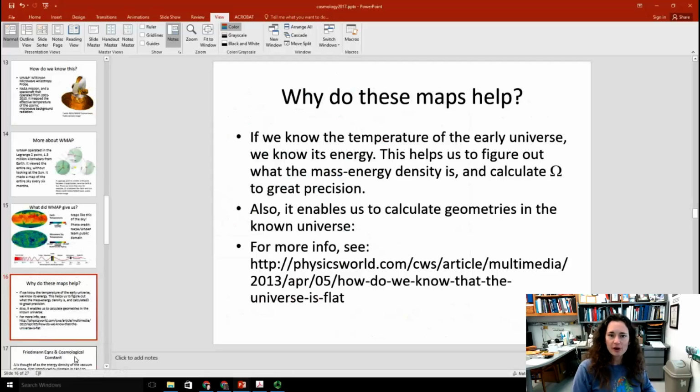Now, why would this help us? Well, if we know the temperature of the early universe, then we know its energy. And this would help us to figure out what the mass energy density is, that omega sub m. And that would help us calculate omega to great precision. Also, it enables us to calculate geometries in the known universe. Now, if you'd like more information about this, admittedly, I have to touch very briefly on these things in just this little lecture, but if you'd like more information, I've posted a link to a Physics World article that discusses it in more depth.